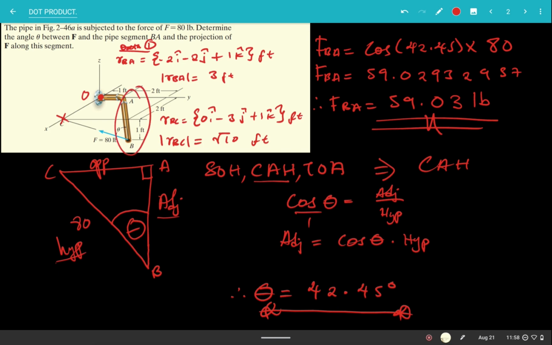I hope it's clear. So this is how you go about solving for the angle in between a force and a segment and the projection along that particular segment.